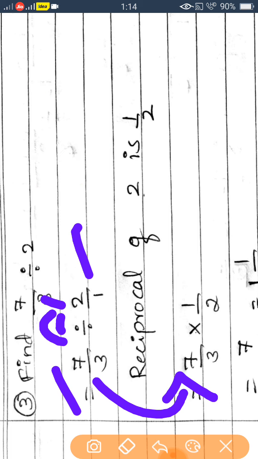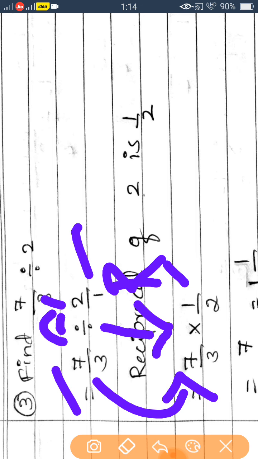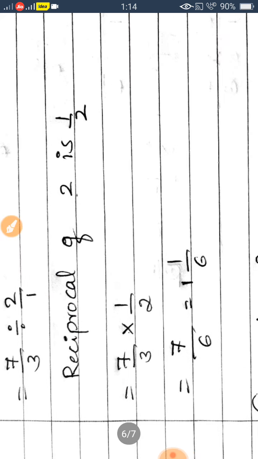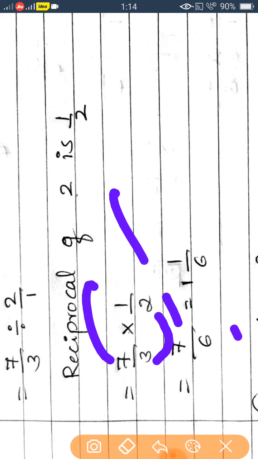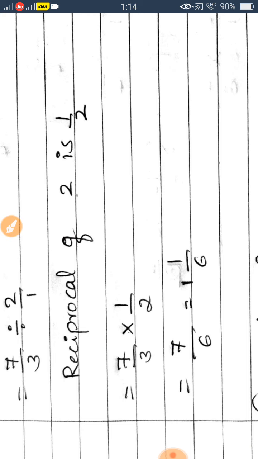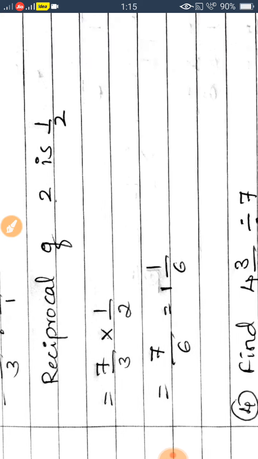Okay, then division becomes multiplication, and we write the reciprocal 1 by 2. Then 7 by 3 into 1 by 2 gives 7 into 1 is 7, 3 into 2 is 6. So 7 by 6 we can write as 1 and 1 by 6. So let's go for the next question.